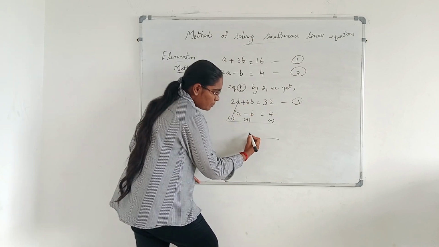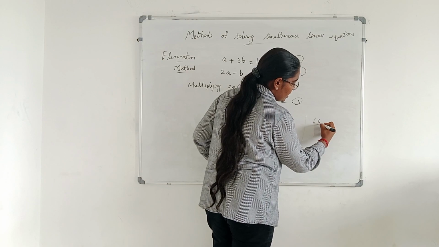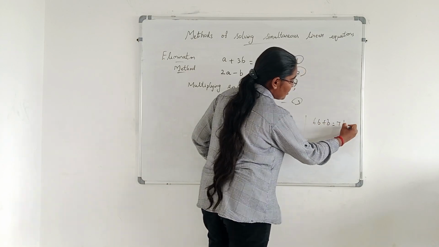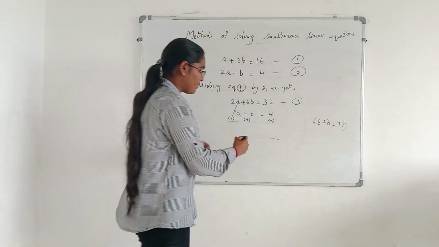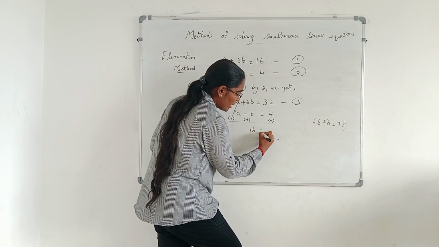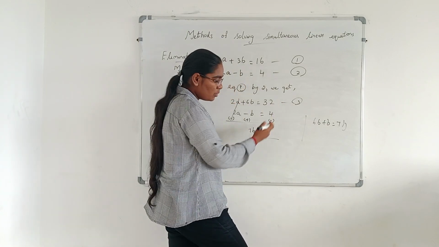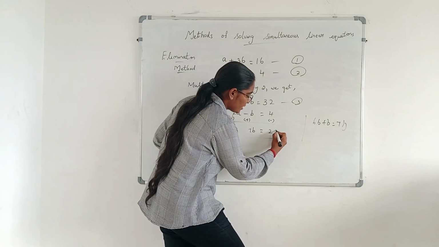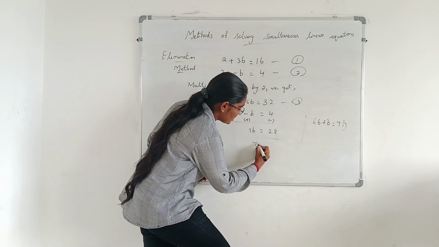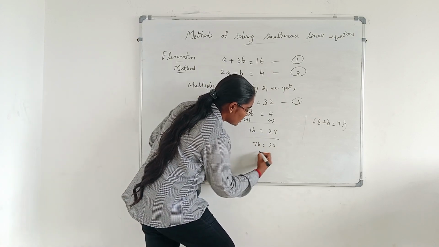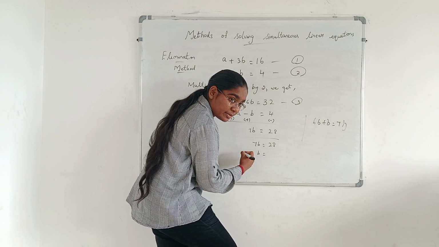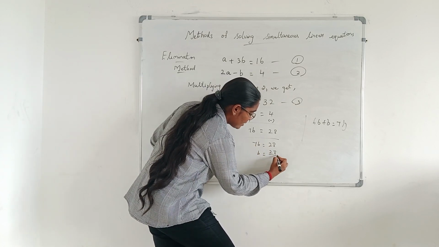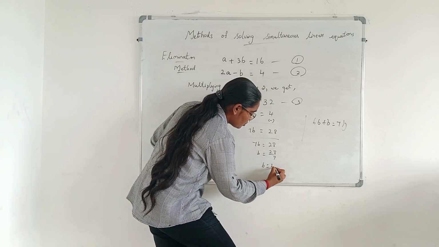Next, this is plus 6B, this is plus B. So 6B plus B, what will you get? 7B. Am I right? So 7B equal to 32 minus 4, 28. So 7B equal to 28. This is multiplication, so B equal to 28 divided by 7. So B equal to 4.